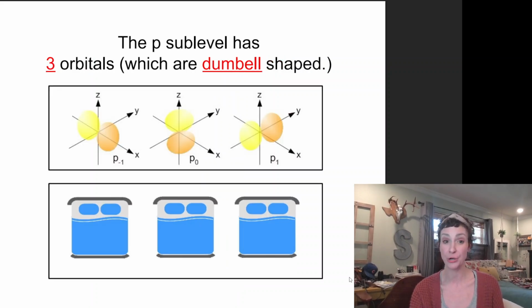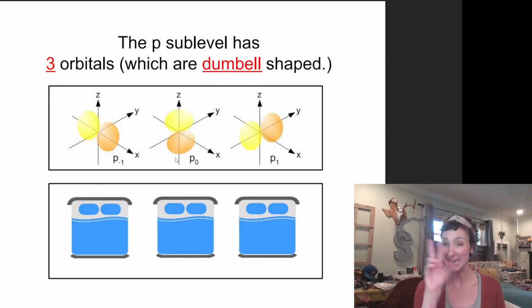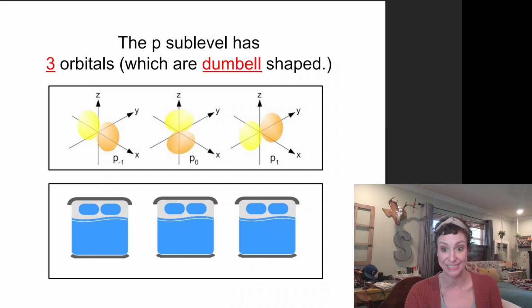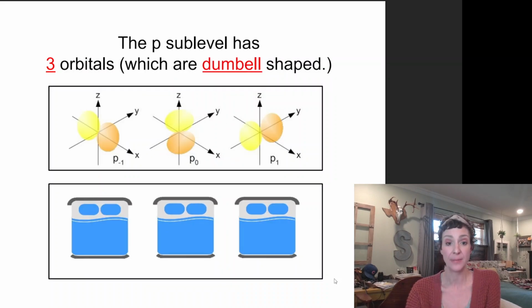Moving on to the P room. It's got 3 beds. Whoa, now we're getting weirder shapes. So the P room beds or orbitals are this weird dumbbell shape. I'm kind of wondering if the P means peanut shape, because to me they look like a peanut. I feel like at some point in my life I have learned this, but where the P came from is not important. But it's got 3. So once again, S had 1, P had 3.